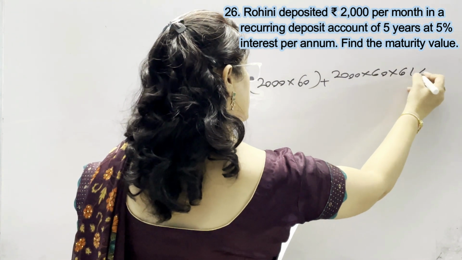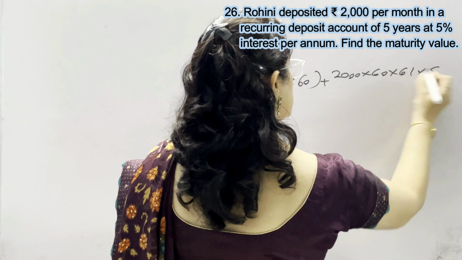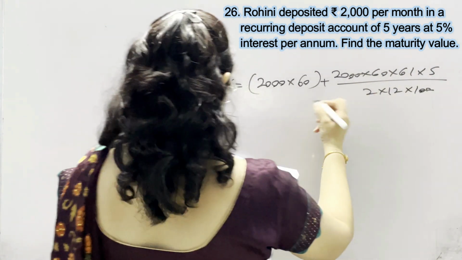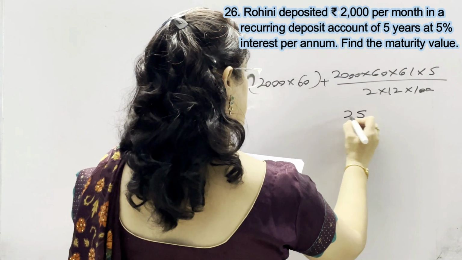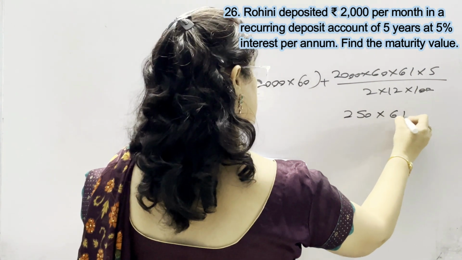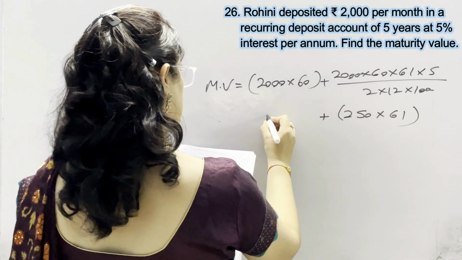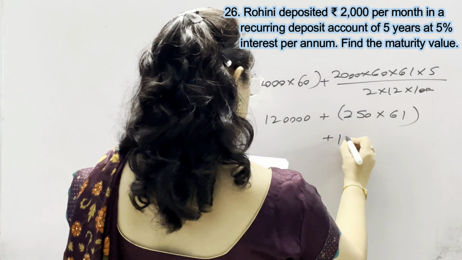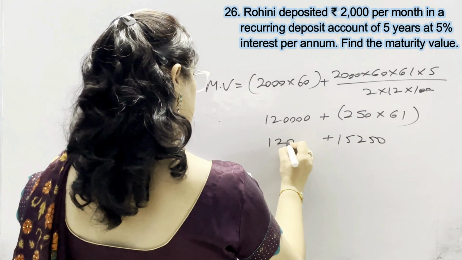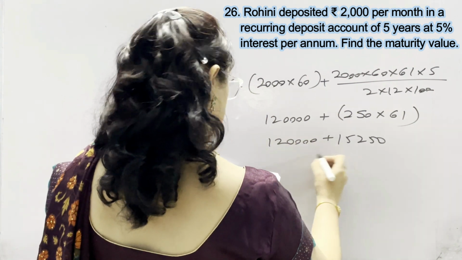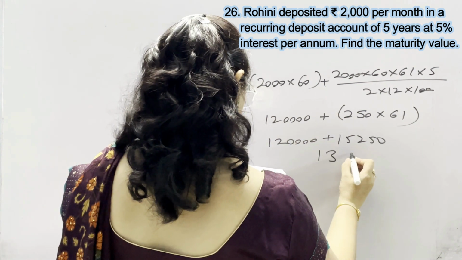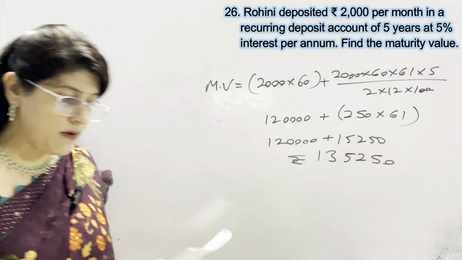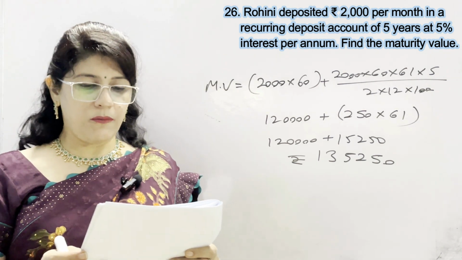into 60 into 61, and rate of interest is 5%, 2 and 12 and 100. So after calculation, this value comes out to be 250 into 61 plus 12 and then 4 zeros. After multiplication, 15250, and then after adding, value comes out to be 135250 rupees. After 5 years, Rohini will get such a big amount.